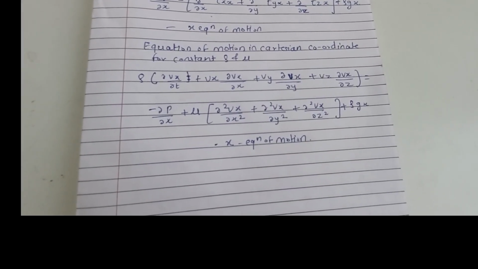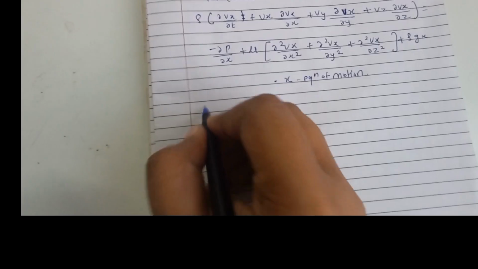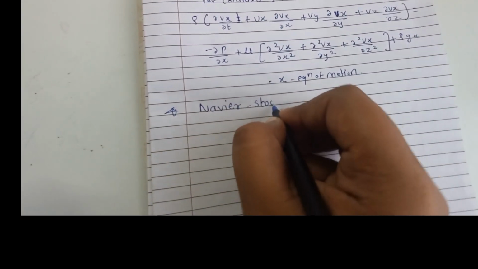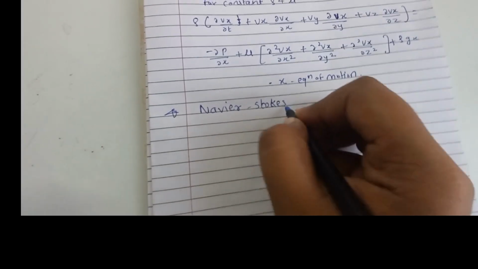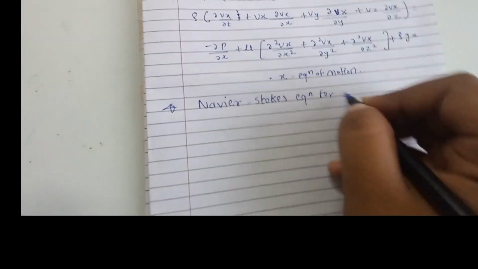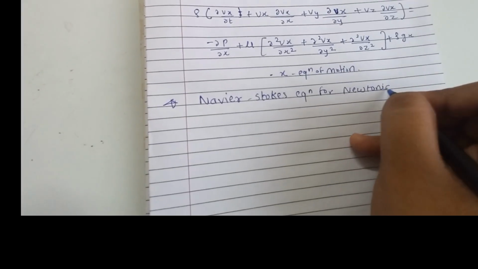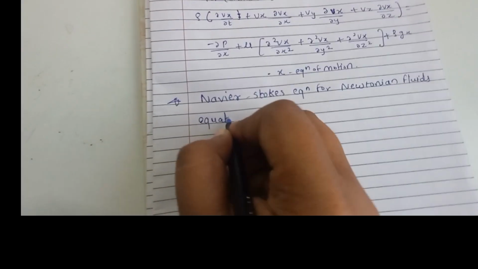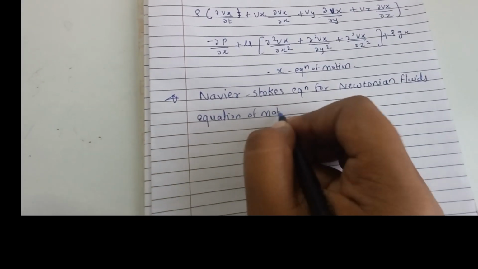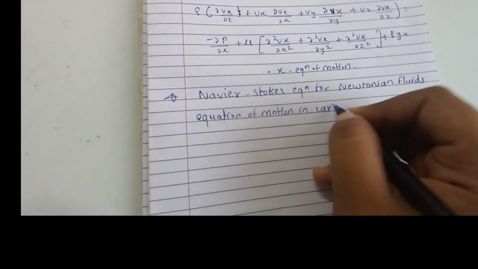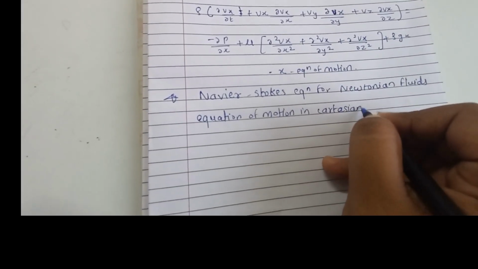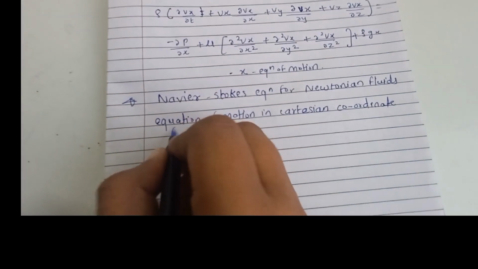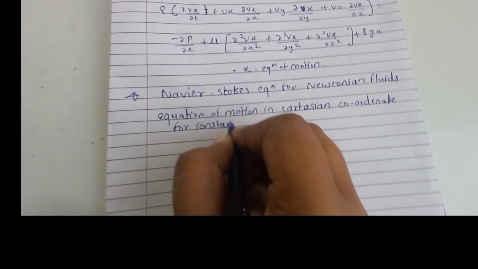Actually, in place of tau xx, tau yx and tau zx, we modified it and applied Newton's law of viscosity, and we generalized this term. Similarly, we can generalize it for Cartesian, cylindrical and spherical coordinates. Thus, by applying Newton's law of viscosity we get our new terms, and we represent it as the Navier-Stokes equation for Newtonian fluids. We are considering these fluids to be Newtonian.